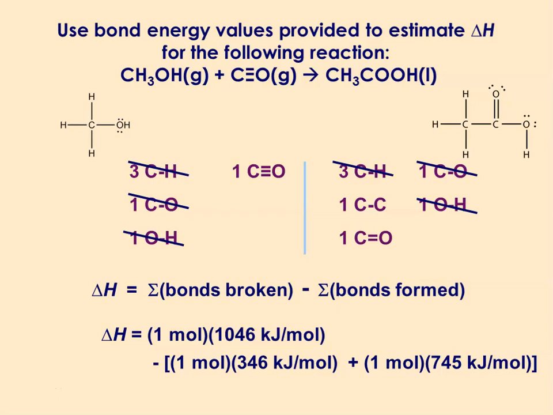You're not required to do that part at the top where I drew out what the different bonds were so I could see what canceled. I think it helps, because it's a way to keep track and make sure you've accounted for all the bonds, but that's up to you. The moles cancel. I would take 1046, subtract from it 346 and 745, and I get that the enthalpy for this particular reaction is negative 45 kilojoules.